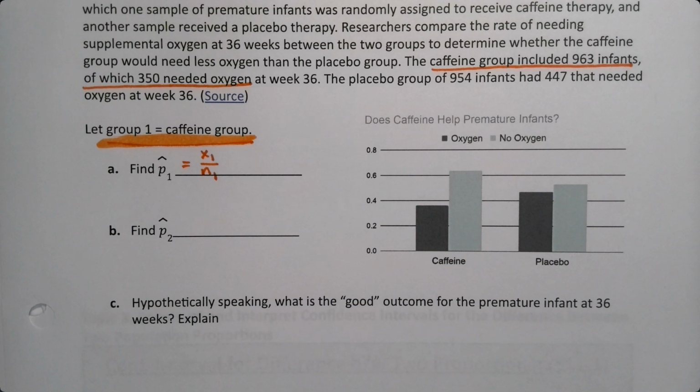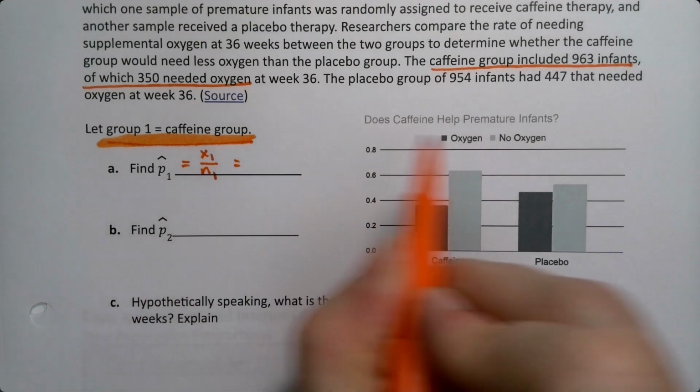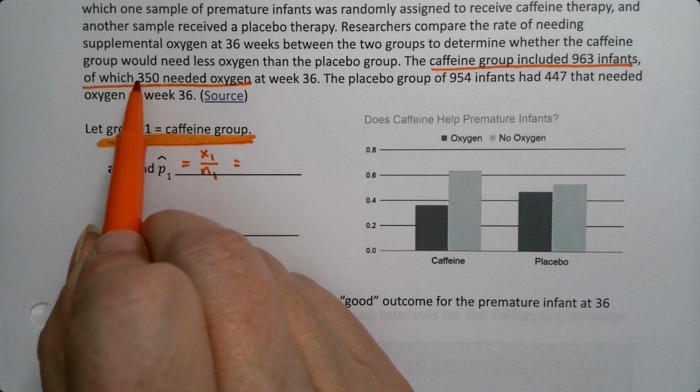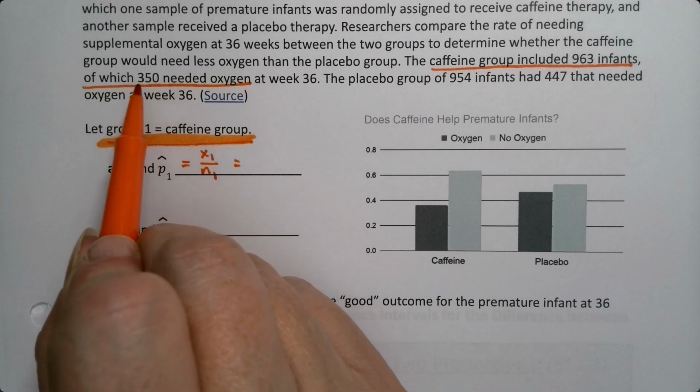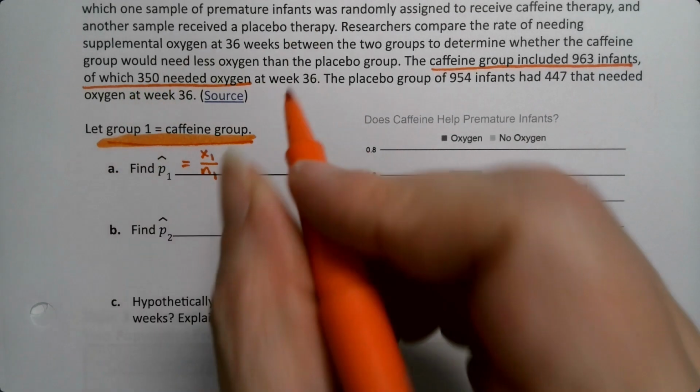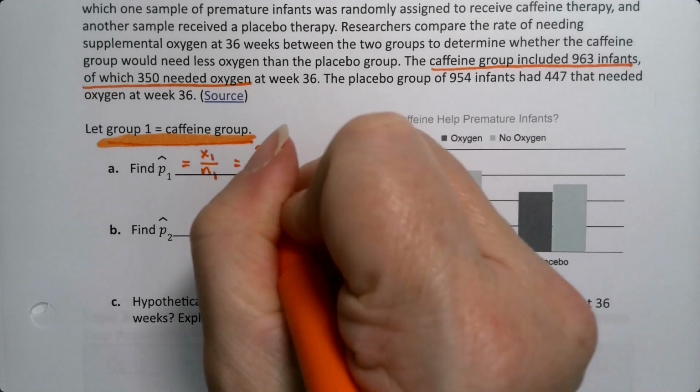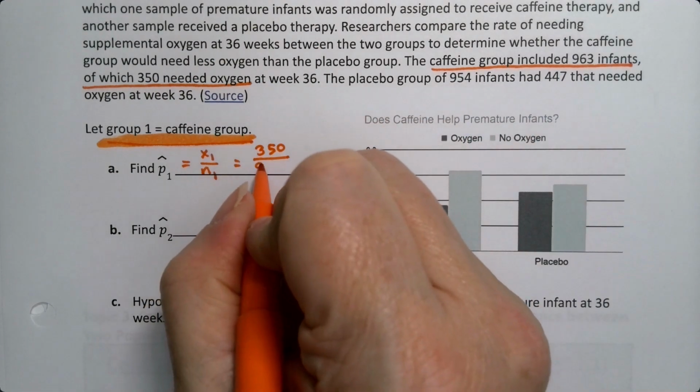Okay, so x1 would be 350. That's the number that needed oxygen. The number of successes, which is 350, divided by n1, which is 963.